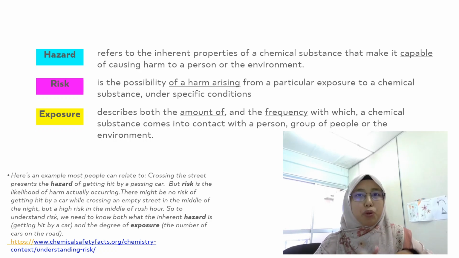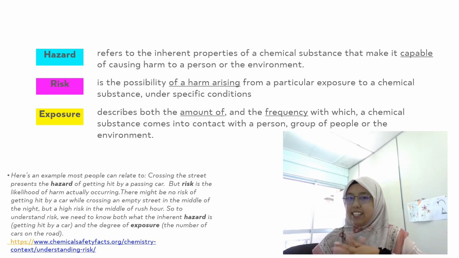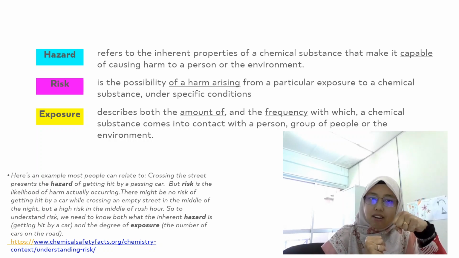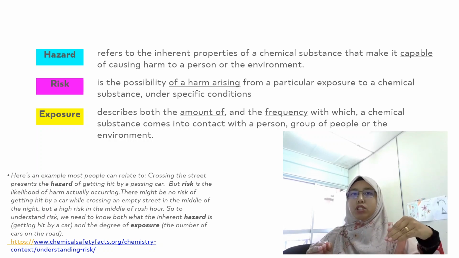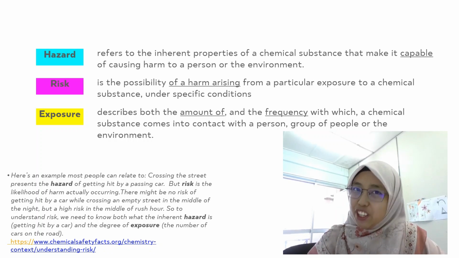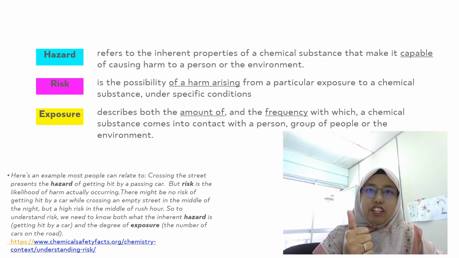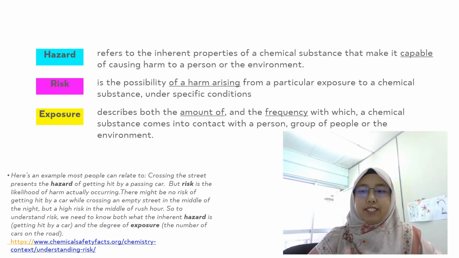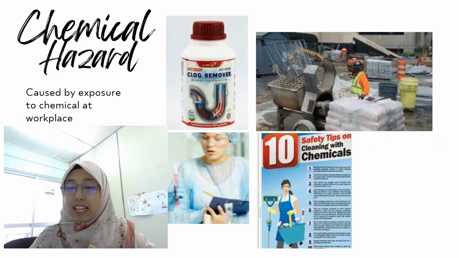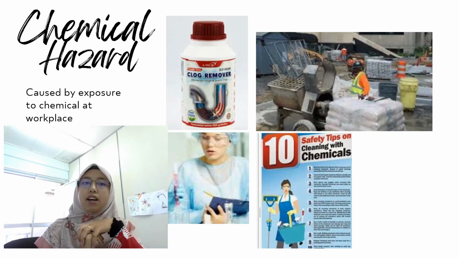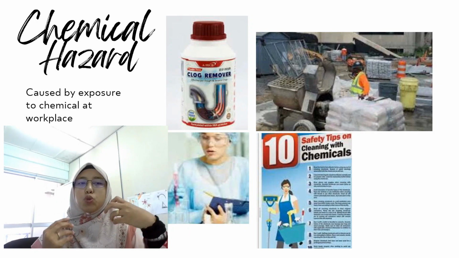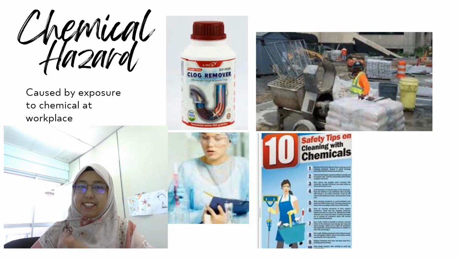So to understand risk, we need to know both what the inherent hazard is, getting hit by a car, and the degree of exposure: how many cars will hit you? So these are the three definitions that you should understand: hazard, risk, and exposure. Now, here are the chemical hazards that we will go into in depth, caused by exposure to a chemical at the workplace.